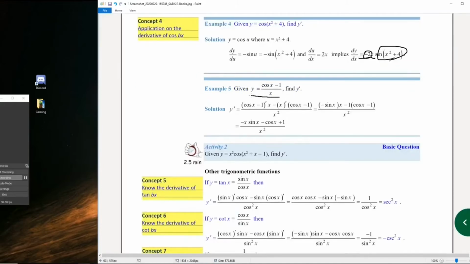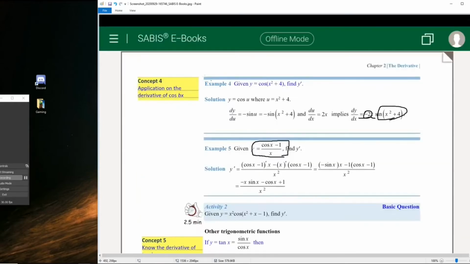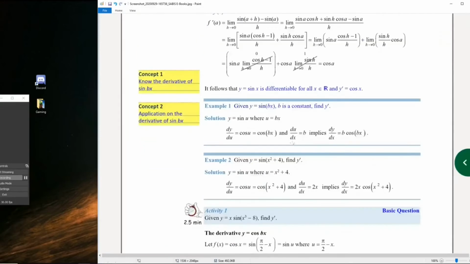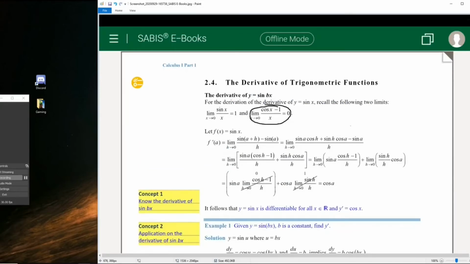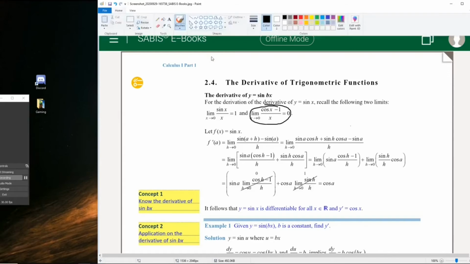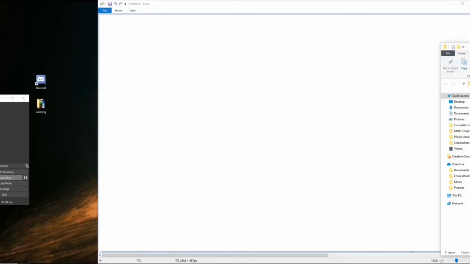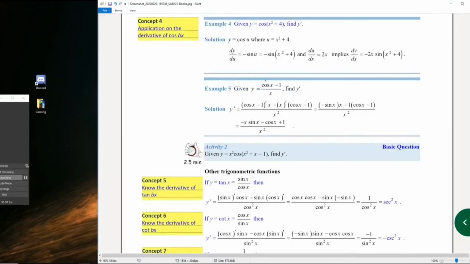This, to be honest, immediately reminded me of the identity we used at the beginning. Let me show you. Let me start a new one and drag this over here. Do you see the identity? Cosine x minus 1 over x. It's the same one here: cosine x minus 1 over x. But what we had was the limit itself. Now we're going to do the derivative.